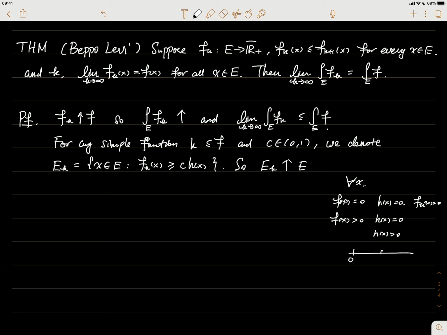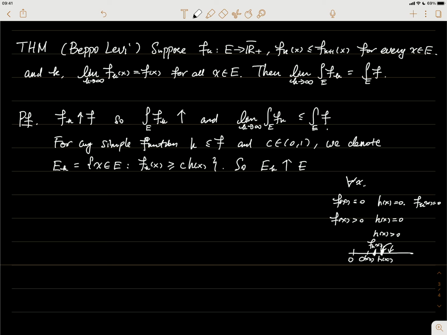So this is 0, this is h of x. This fk of x will be either here or on the right side. But if you take the h of x and multiply by c, then c times h of x is here. And your f will be here or even bigger. So that means the fk will eventually become bigger than c times h of x. Right? This will be fk of x. Okay, that means x will be inside ek for some k.